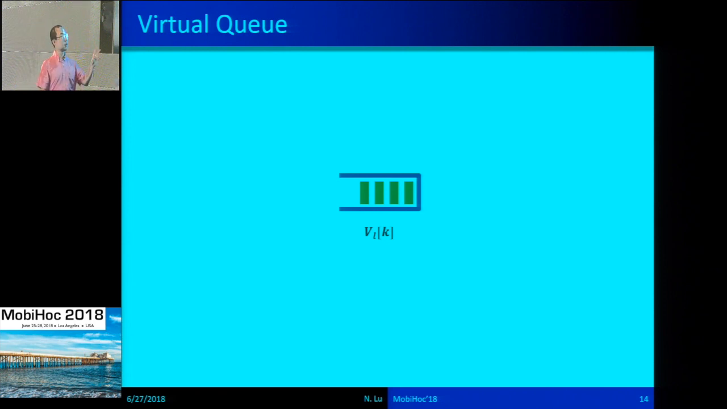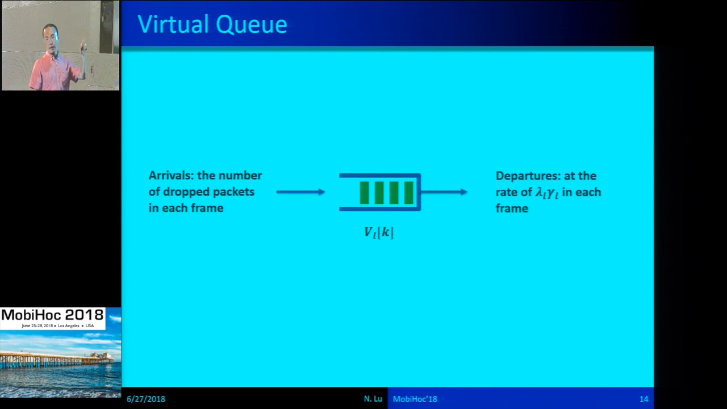Basically, this V_L^k is the length of the virtual queue, which tracks the number of dropped packets. Each link maintains a virtual queue. The arrivals are the number of dropped packets in each frame, and the departures occur at a rate of lambda_L times gamma_L in each frame. Lambda_L times gamma_L is the maximum allowable dropping rate. So we have the actual dropping rate, and that's the maximum we can drop.